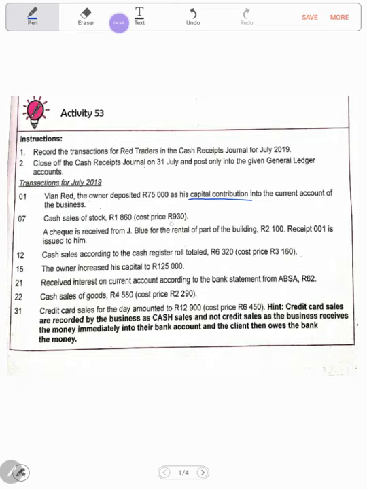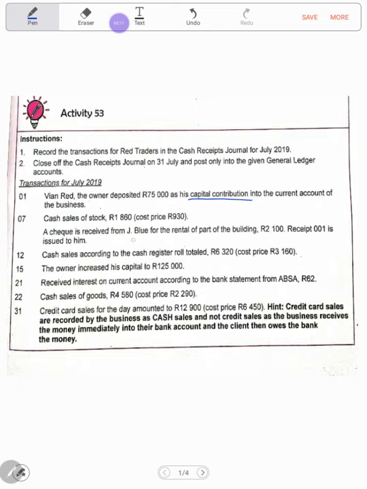And then they gave us the cost price. Remember, the cost price would be the amount the business has purchased the products for. Sales is the amount the business sells the product for. Cost price is the amount the business purchased the products for. Please remember that, grade 8s.